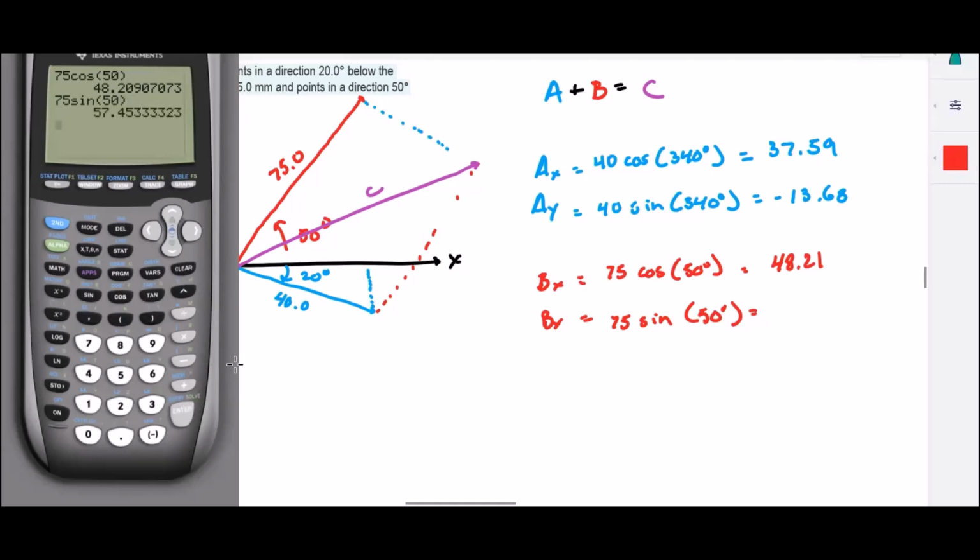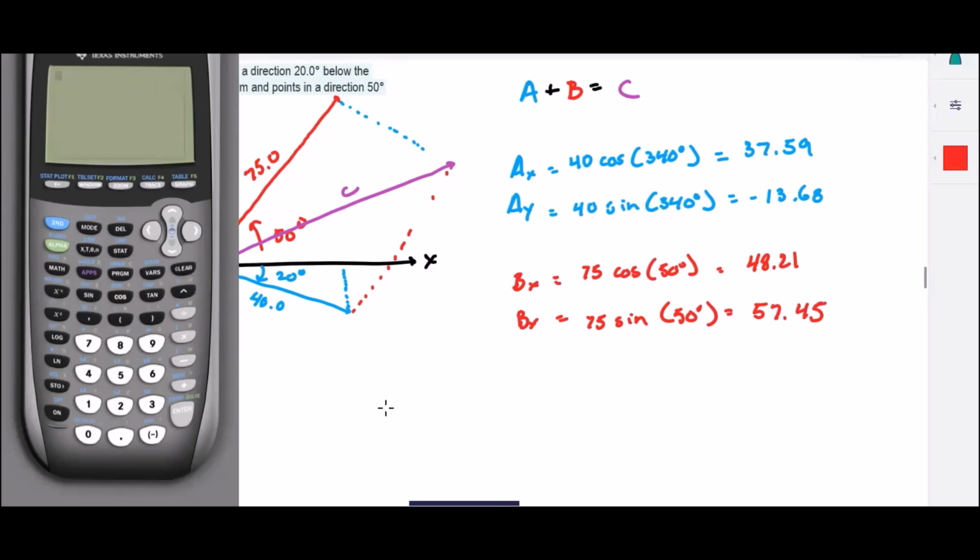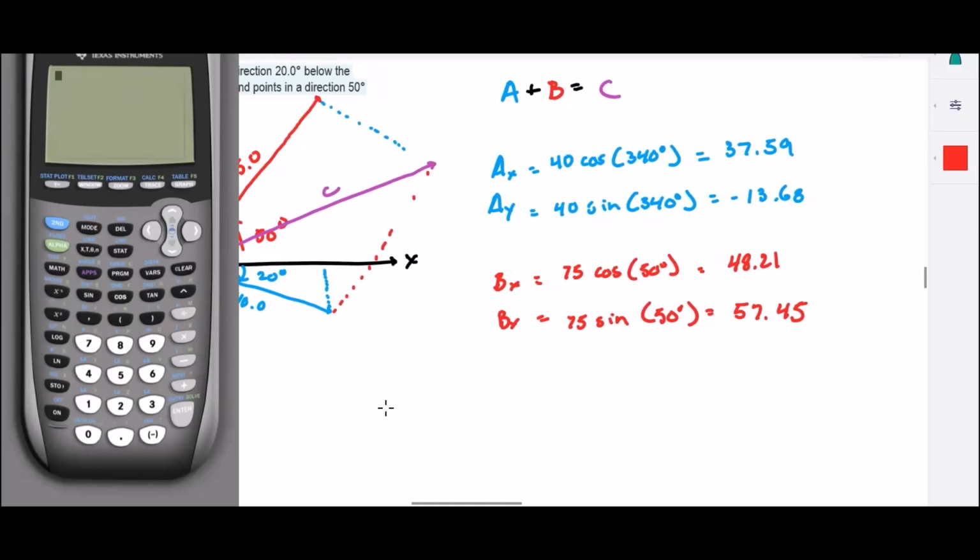Okay, so there's the x component. I'm sorry, the y component where I found the x. 57.45. Okay, all right. So now we have the components of each. Because we are adding a and b, I'm going to add the 2 x's and I'm going to add the 2 y's to get the components for c.